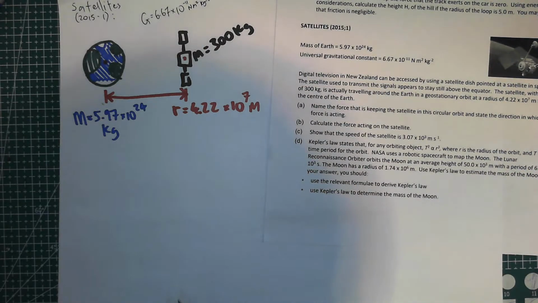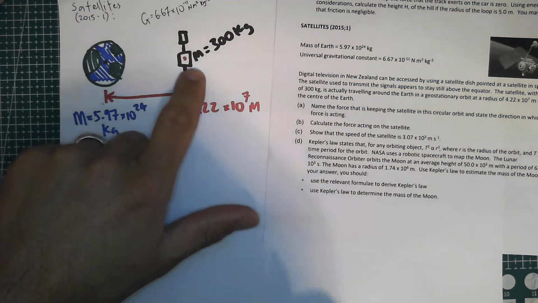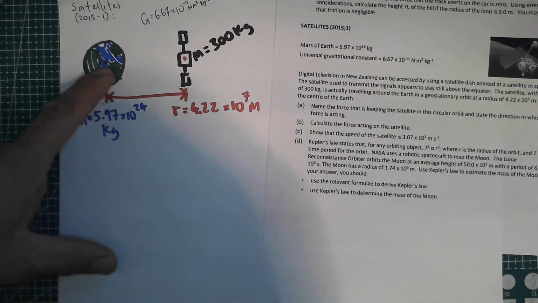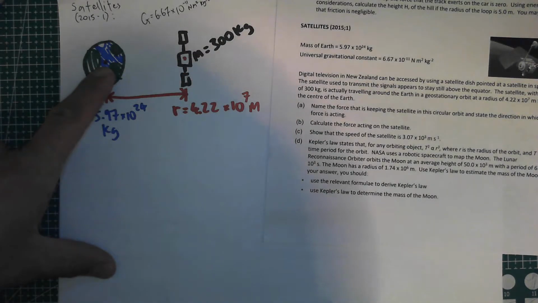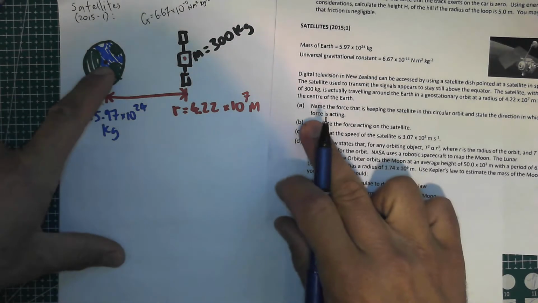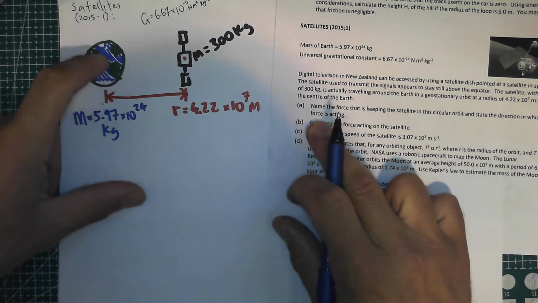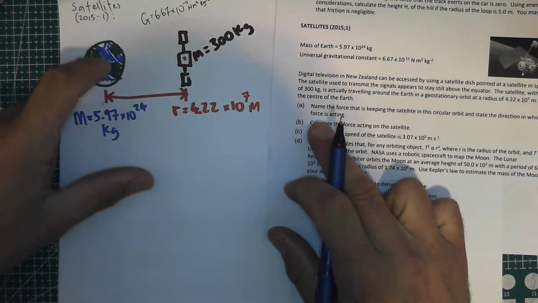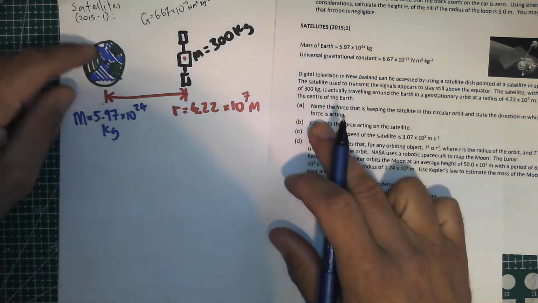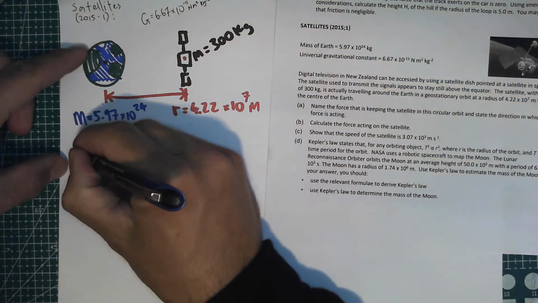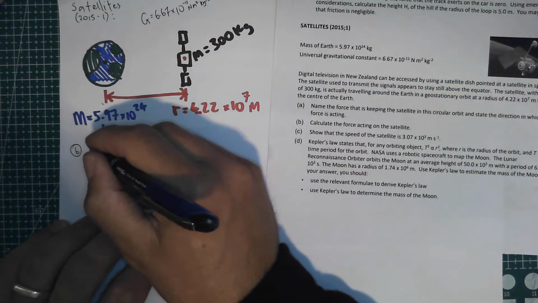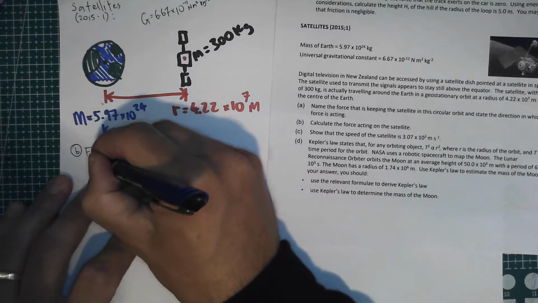So the force is the force due to gravity towards the centre of mass of the Earth, or technically it's the system, but the mass of the Earth is so much greater than the mass of the satellite that the centre of mass of the system is the centre of mass of the Earth. So again, to answer A, the force is the force due to gravity, and it's towards the centre of mass of the Earth. Okay, then for B, we're just going to use Newton's equation for gravity.